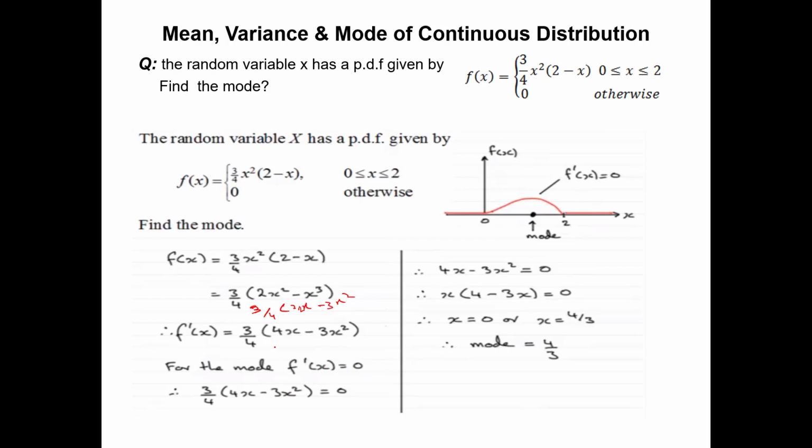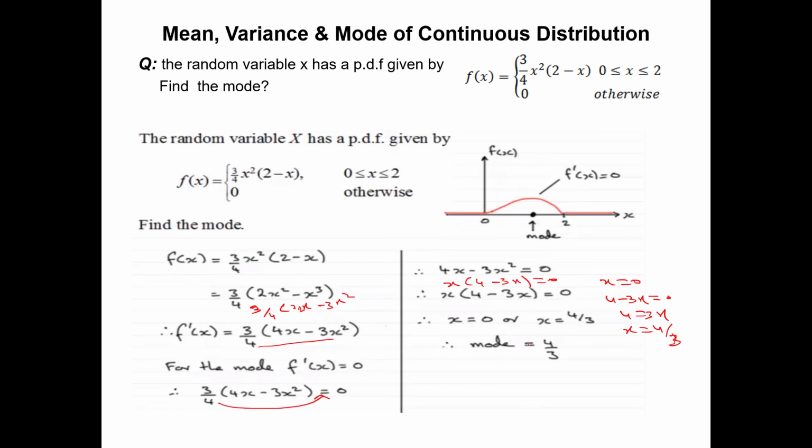So when you put this function equal to 0, 3 by 4 (4x minus 3x square) is equal to 0. 3 by 4 goes to the other side, so 4x minus 3x square is left. You need to take x common. So x will be equal to 0, or 4 minus 3x is equal to 0. So 4 is equal to 3x, and x will be 4 by 3.